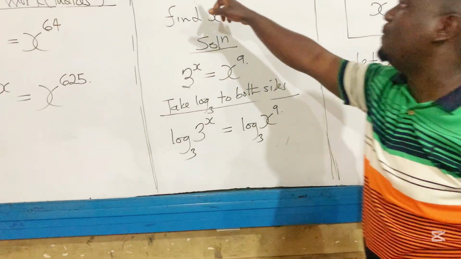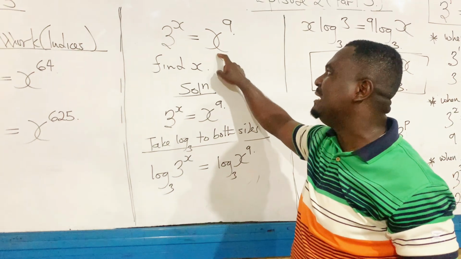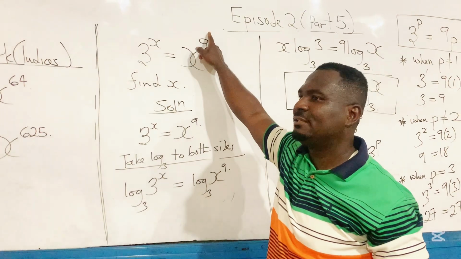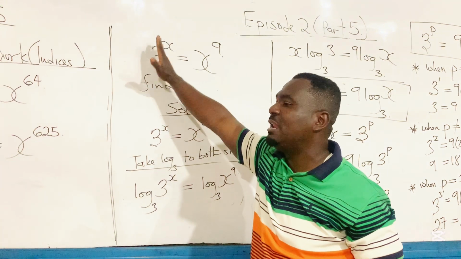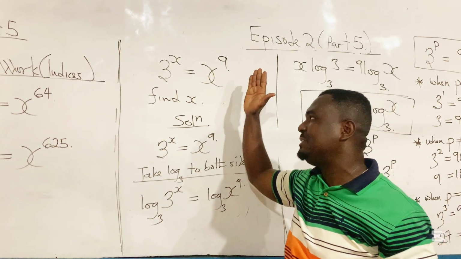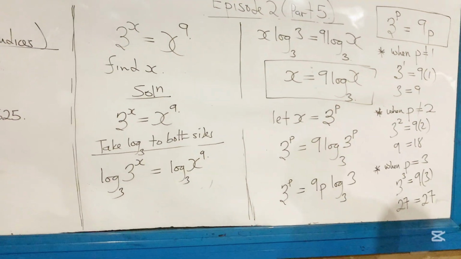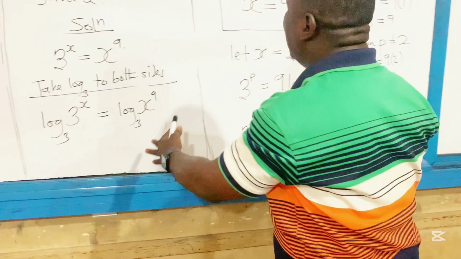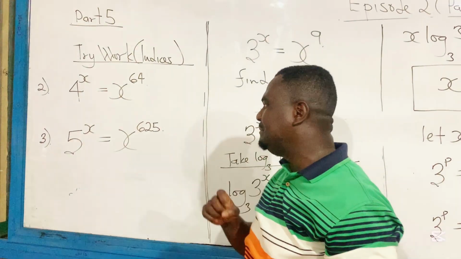So 3 exponent 27 is the same as 27 exponent 9. When you use your calculator to punch, the answer you're going to get to your left will be the same as the answer you are going to get at your right. So it tells you that your x is 27. Using the same idea, the same methodology, you can solve for question number 2 and at the same time question number 3.